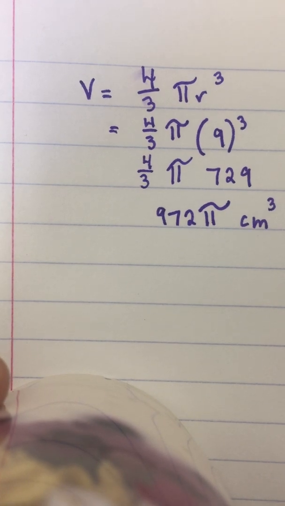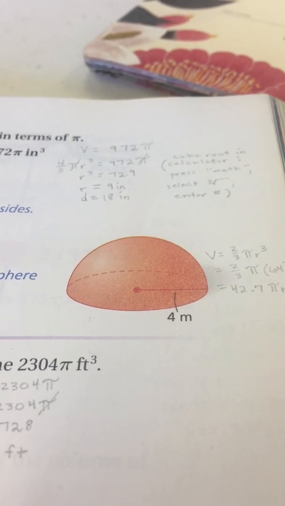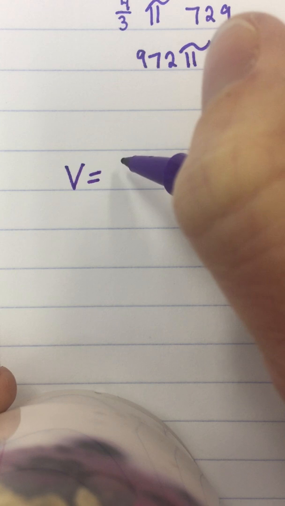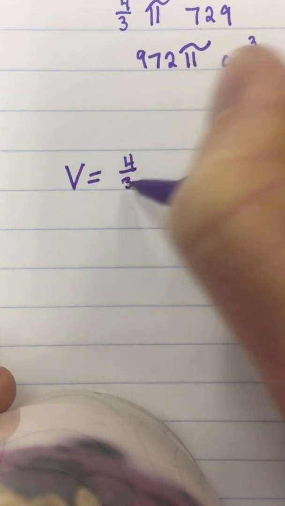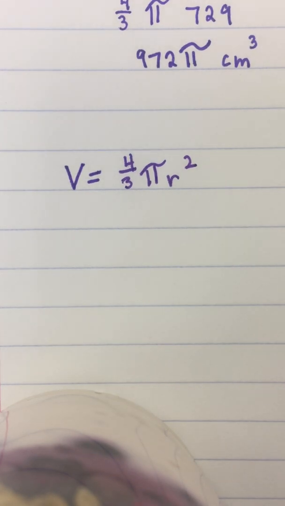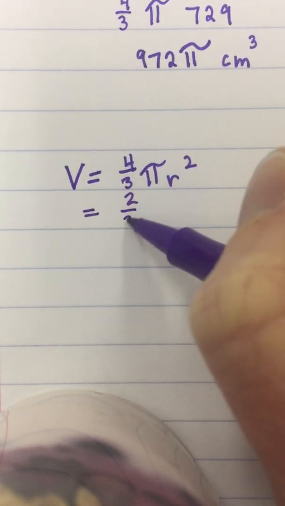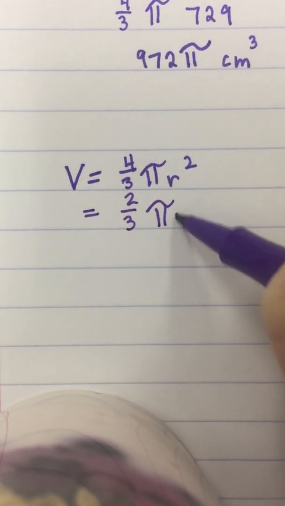This is 1C, and they want us to find the volume of, sorry, my finger's in the way, of this hemisphere. So now we need to talk about what the volume formula is for finding a hemisphere. Here is the volume formula for finding a normal sphere, 4/3 pi r squared. So what do you think half of this might be? It's simply going to be 2/3 pi r squared.